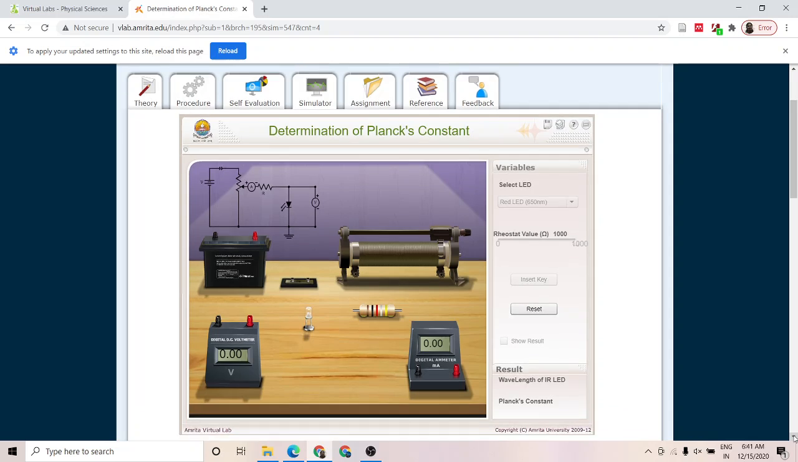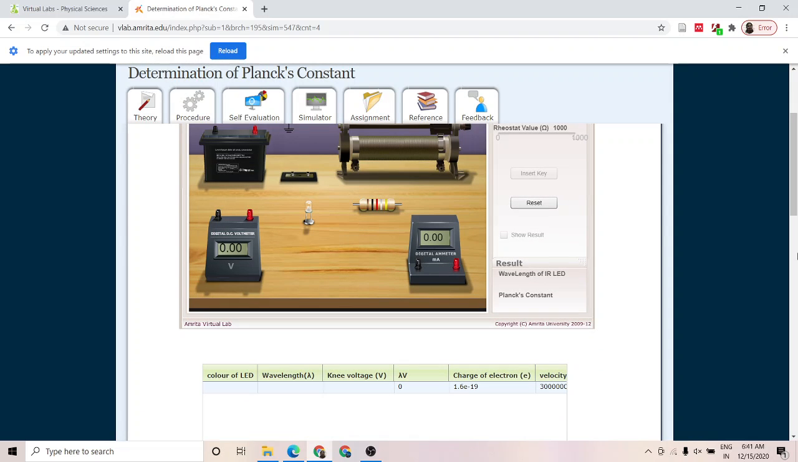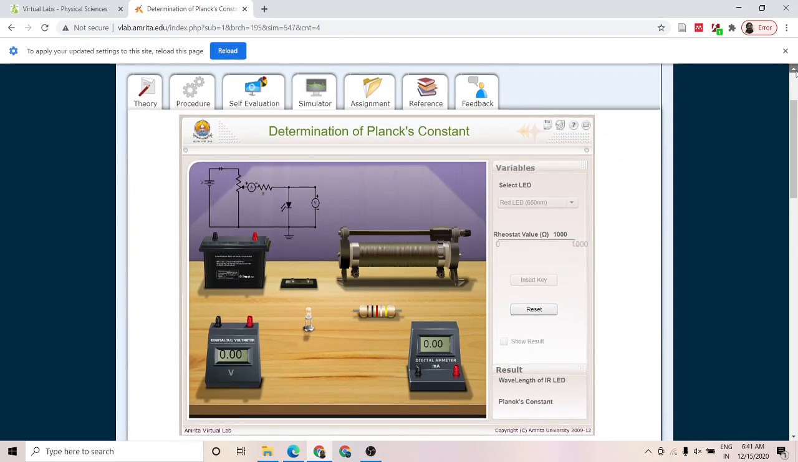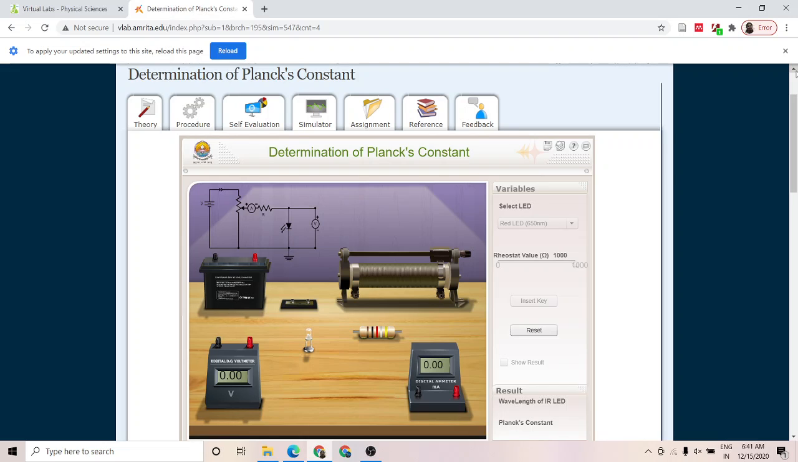Okay, so we have reached the simulator for doing the determination of Planck's constant. Now, this is the circuit diagram. You have a power supply or a DC battery and you are connecting it to a rheostat. From there an ammeter, a resistor, an LED, and you are measuring the potential across the LED. So this is our circuit. So what you have to do is, you have to click on the mouse.